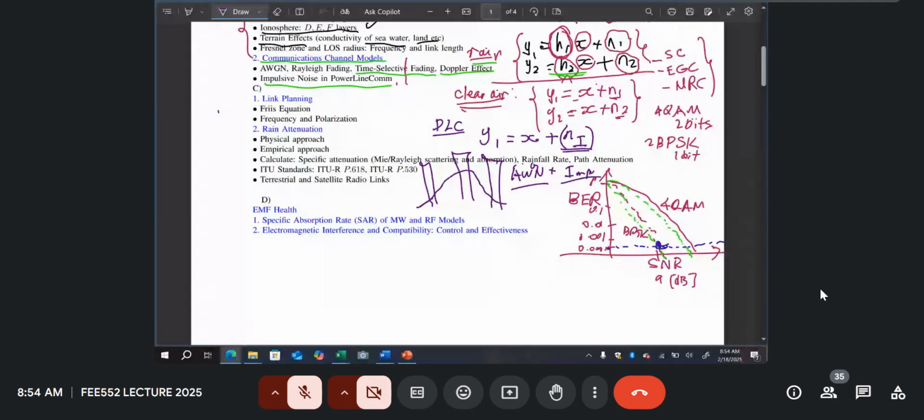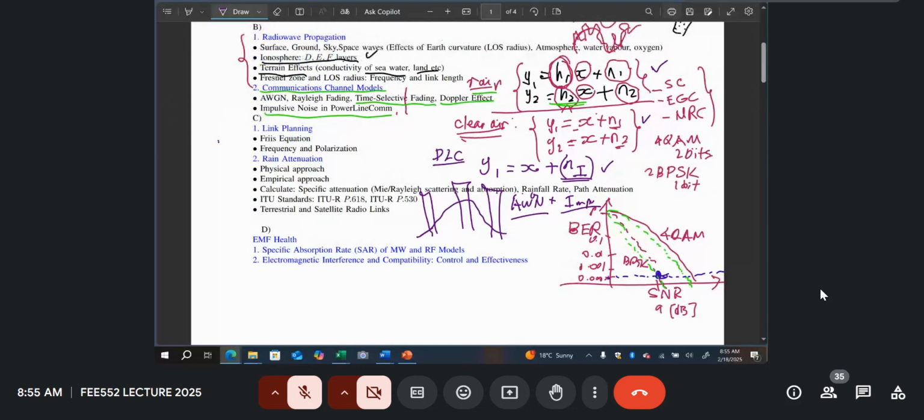Again, there's a way we write that. There's a class A and a class B impulsive noise in power line communication. So if you can appreciate clear air, which is purely AWGN, then rain attenuation, which is a Rayleigh fading model, and then power line communication, which is an impulsive noise case, then you should be good to design any other link. Okay, so those are the knowledge areas in the communication channels.